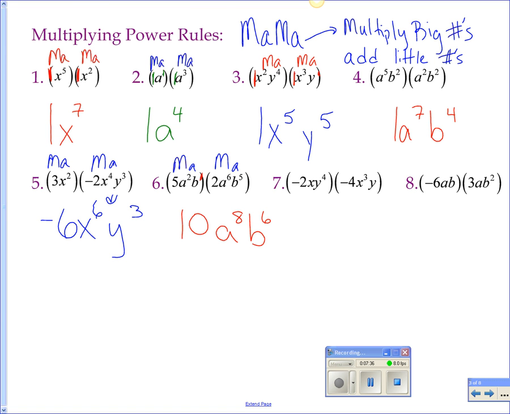Okay. Number 7. Zaria, what am I going to do with negative 2 and negative 4? Very good, which gives me 8. Negative times negative is a positive. Monica, help me with the next part. What do I do next?